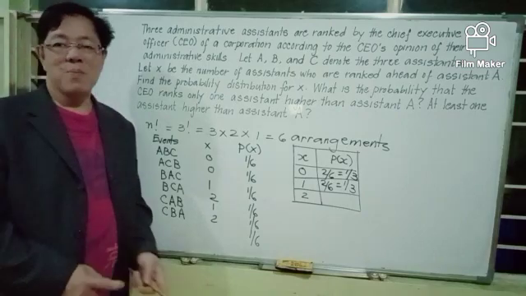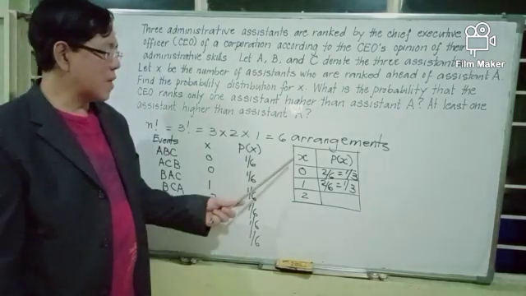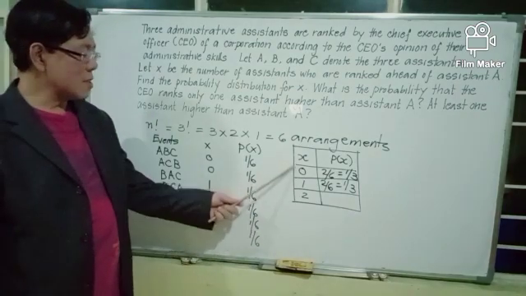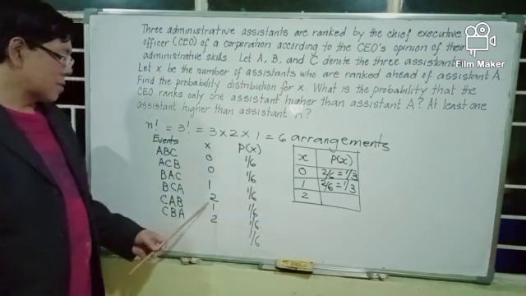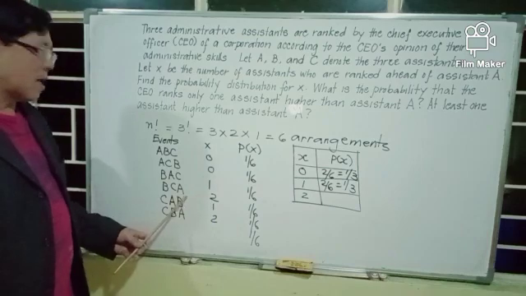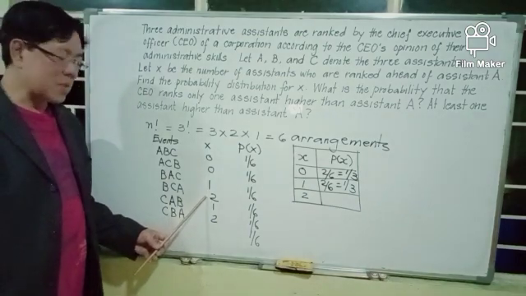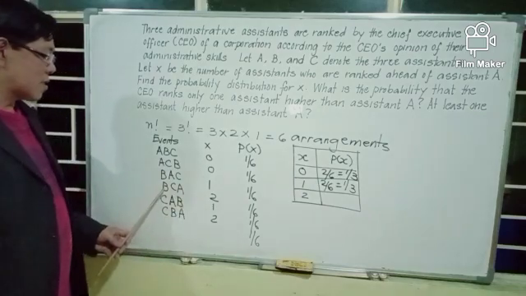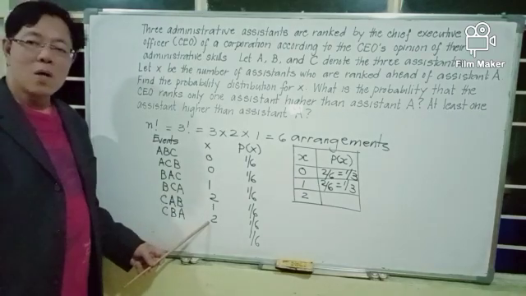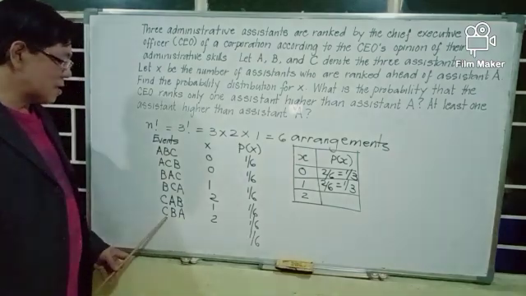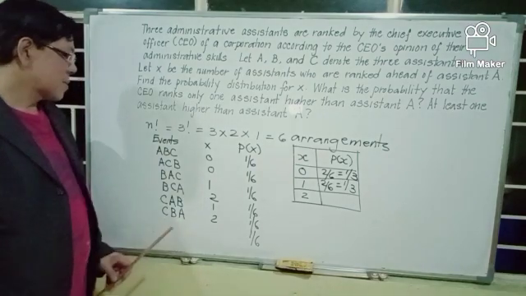And the last possible value of the discrete random variable x is 2. And x is 2 can occur in two ways. Either you get this event, the chief executive officer ranked the three assistants in this order BCA, or the chief executive officer ranked the three assistants in this order CBA.